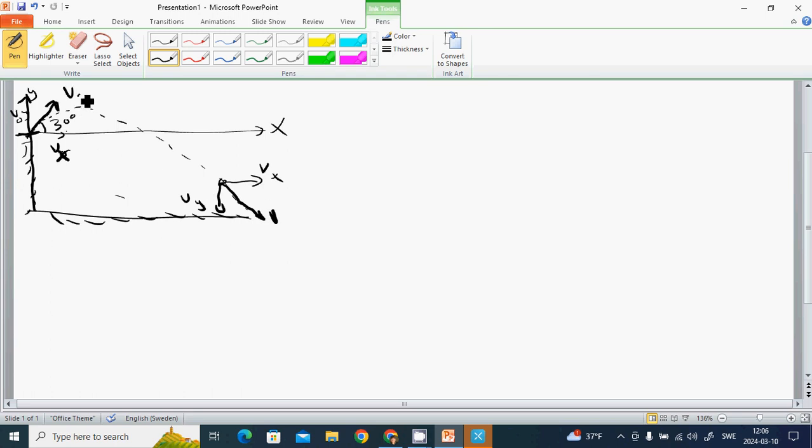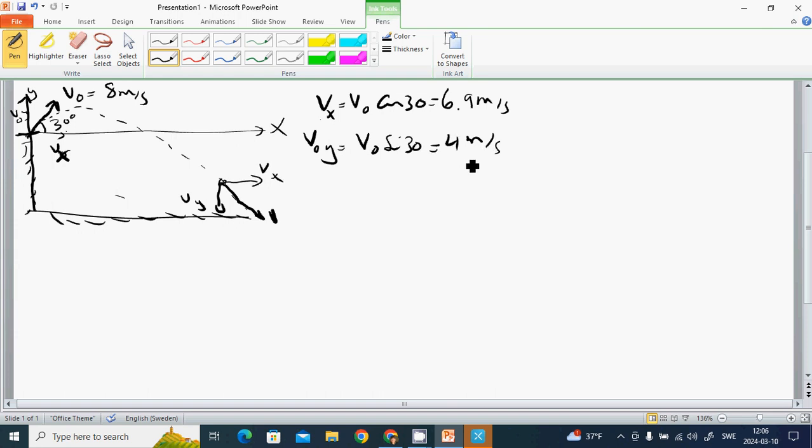If V0 equals 8 meters each second, then Vx equals V0 cosine 30. It is 6.9, and V0y, V0 sine 30, is 4 meters each second, and we know that x equals Vx t. Then we assume that we will know at t equals 1.2 seconds, where is the ball?